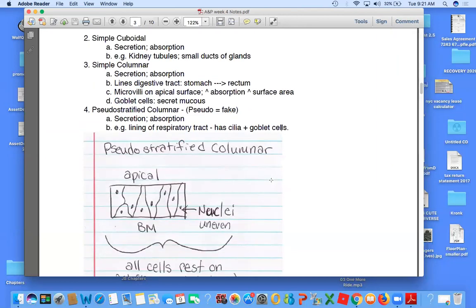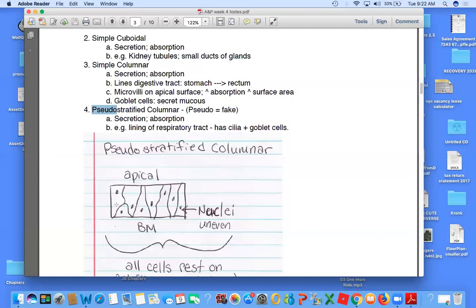Okay. The last one, I told you that there's 4 types of simple epithelial. The last one is pseudostratified columnar epithelial tissue. It's a long word. I didn't want to tell you right away. Pseudo means fake, right? Like fake news, pseudo news. Pseudostratified columnar epithelial tissue means that it looks like it's columnar and it's stratified, but it's not.